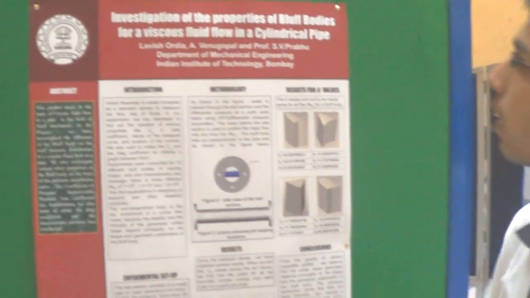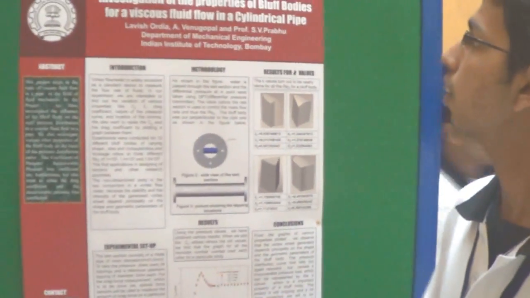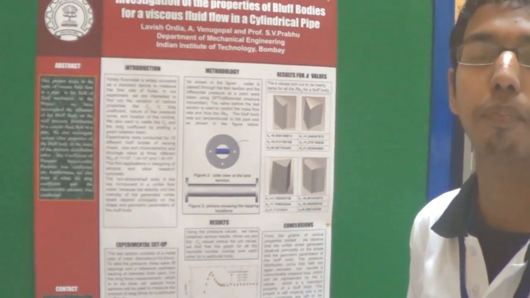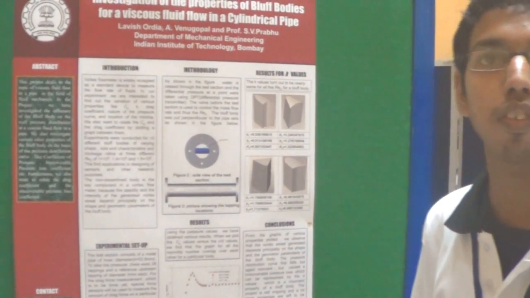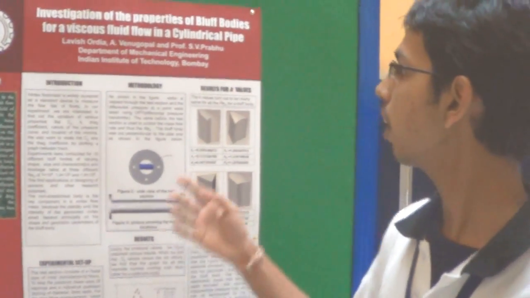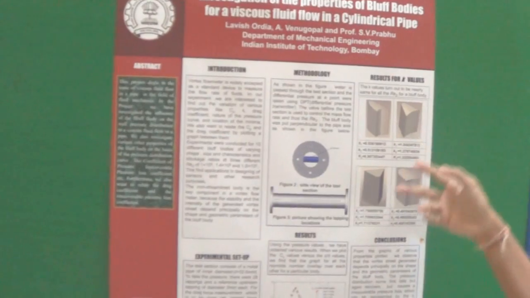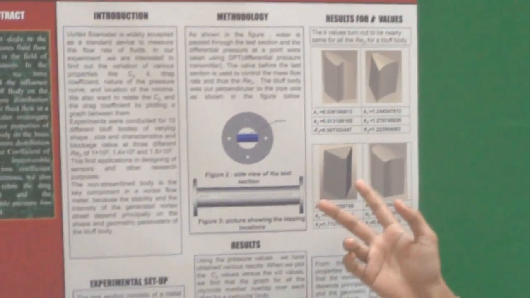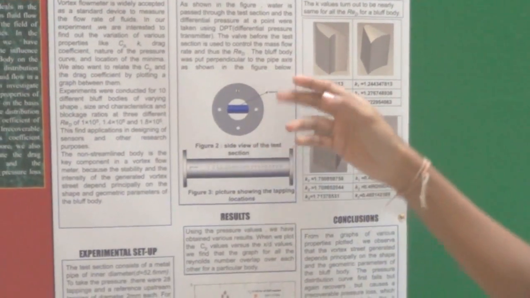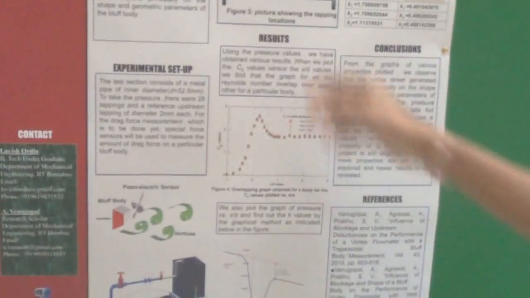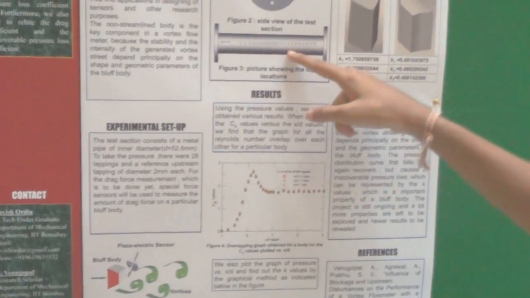In this project, I have tried to investigate the properties of bluff bodies in a viscous fluid. A bluff body is basically a hindrance or obstruction in the path of a flowing fluid. So we have taken around 10 bluff bodies of varying shape and size, and we put them in a cylindrical pipe, and we took the pressure measurements for different tappings as shown in this figure.